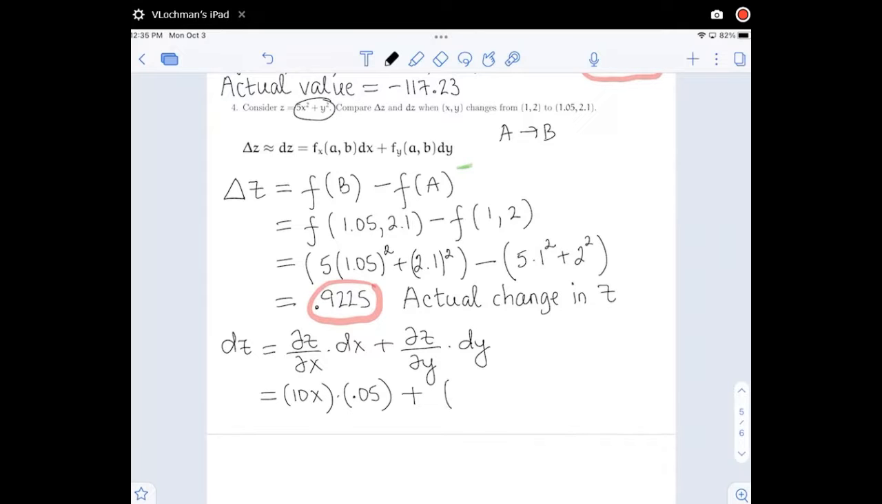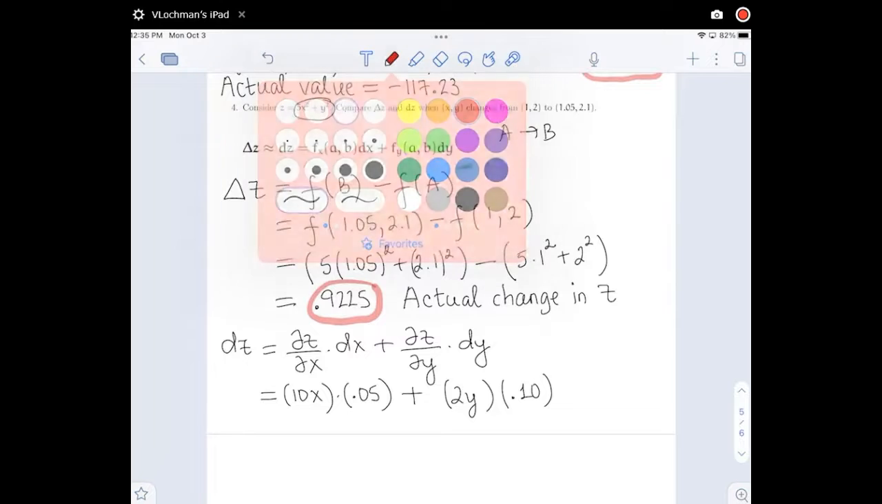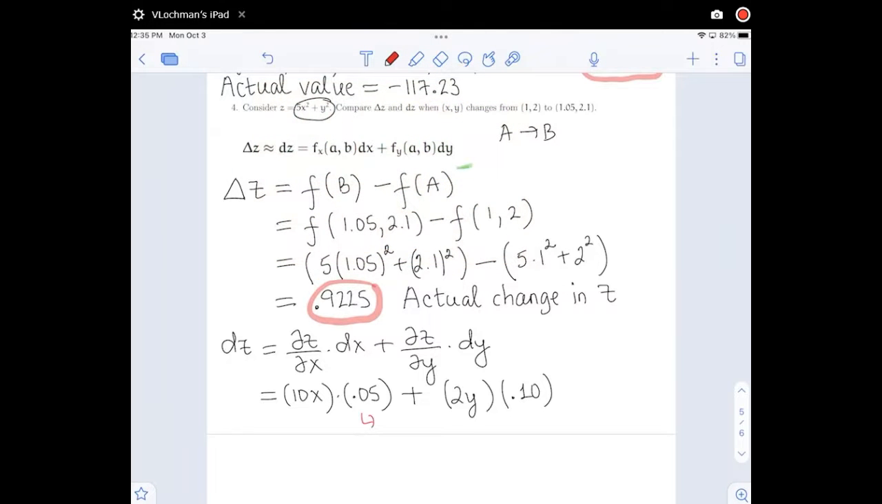Similarly, the derivative of z with respect to y is 2y. What about the change in y? We went from 2 to 2.1, so that's 0.1. Let me make a note so it's clear. This is from 1 to 1.05, and this is from 2 to 2.1. So we know where that comes from.